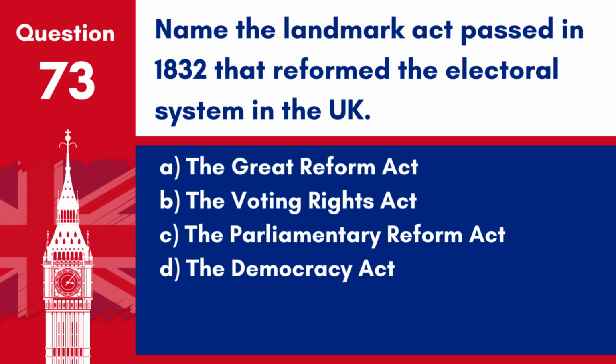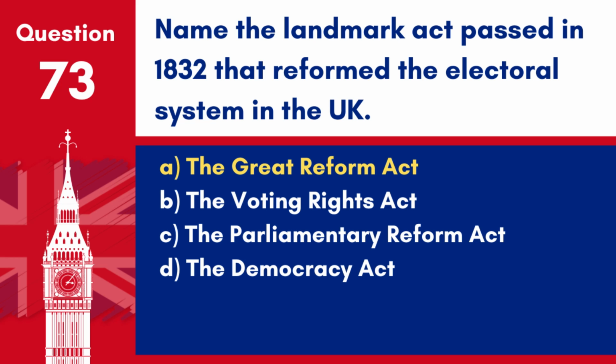Question 73. Name the landmark Act passed in 1832 that reformed the electoral system in the UK. A. The Great Reform Act. B. The Voting Rights Act. C. The Parliamentary Reform Act. D. The Democracy Act.